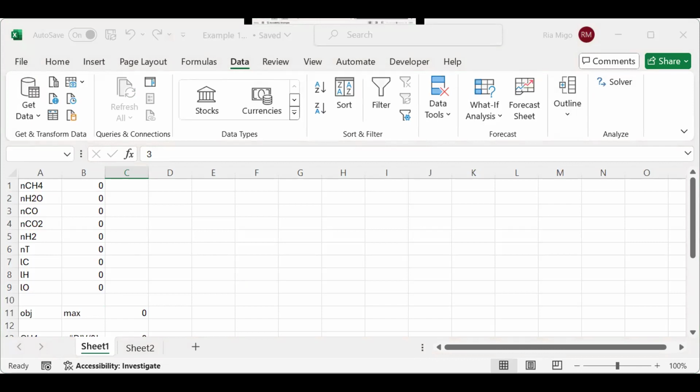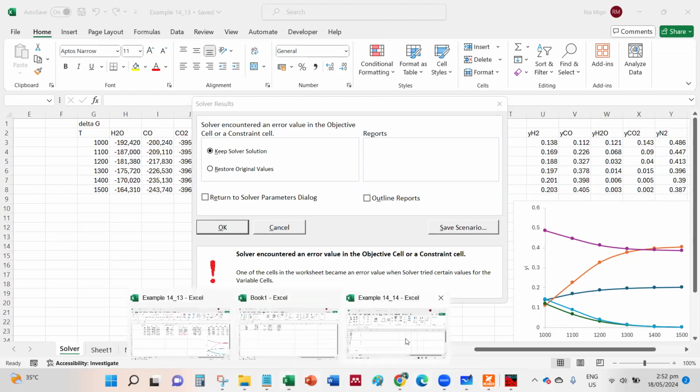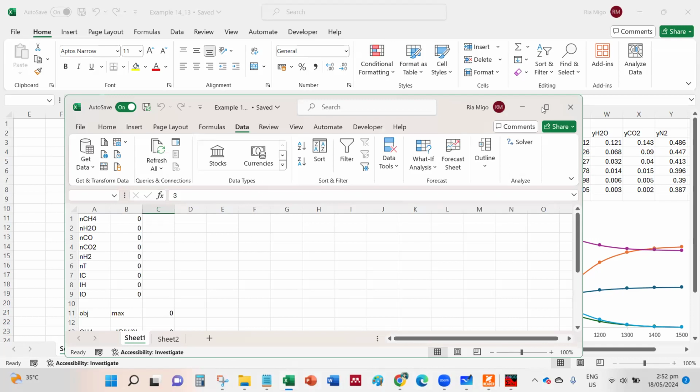However, Excel cannot. Okay, so the solver cannot find the solution, probably because of some limitations of the solver itself. So what I did next is to use Lingo again.